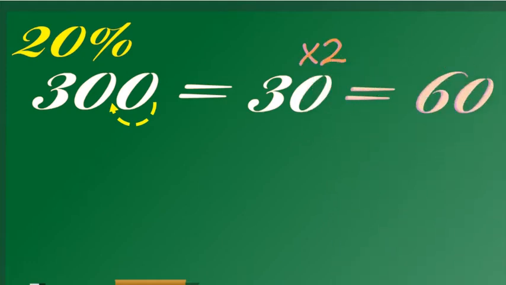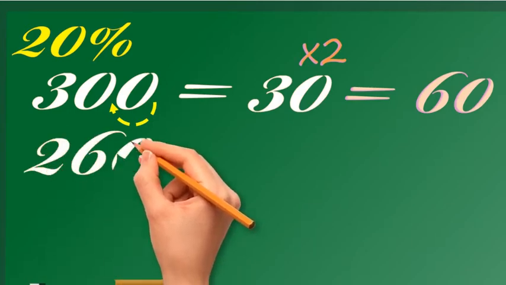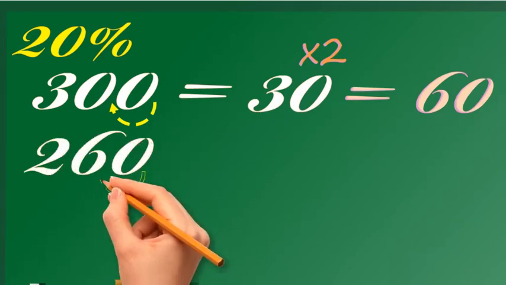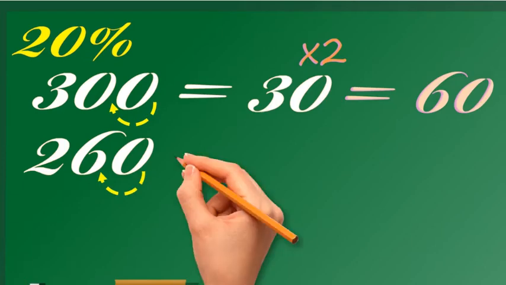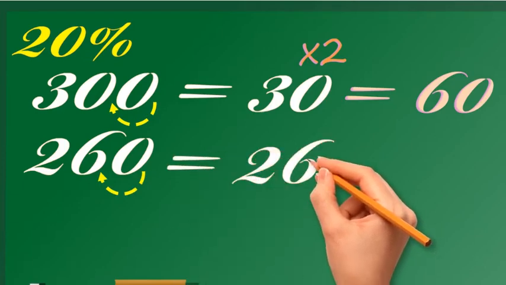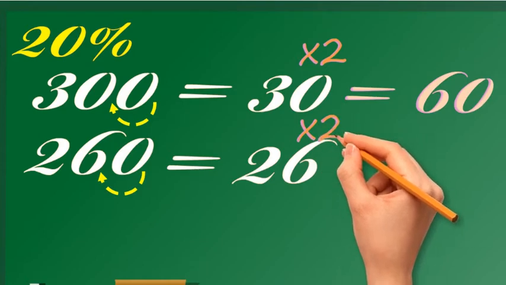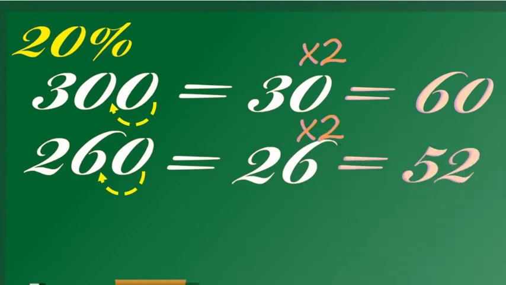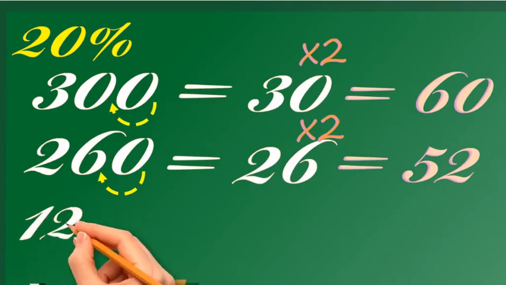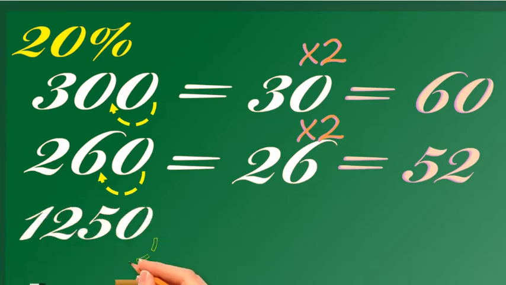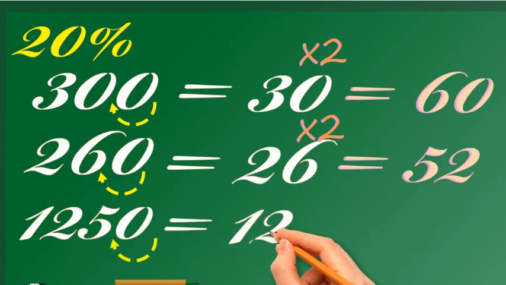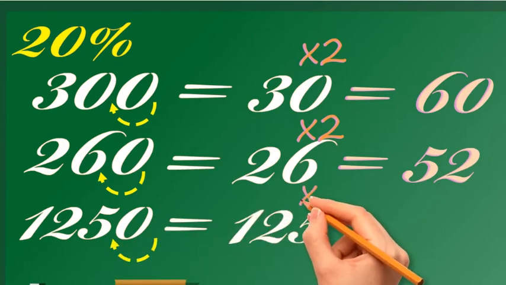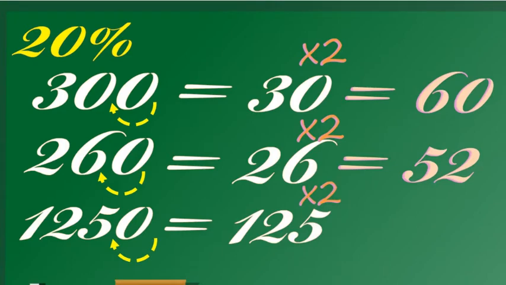Let's do another one. What is 20% of 260? We move one decimal point to the left just like before, and we get 26. Now, multiply it by 2, and we will get 52. Let's try one more. What is 20% of 1,250? Get the 10% of that, and we will get 125. Times 2 to get the 20%, we will get the answer, 250. Not so hard, right?